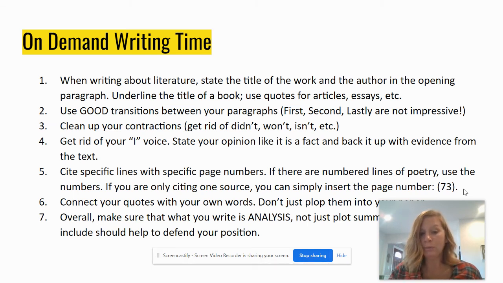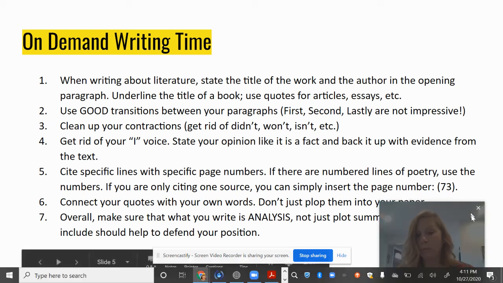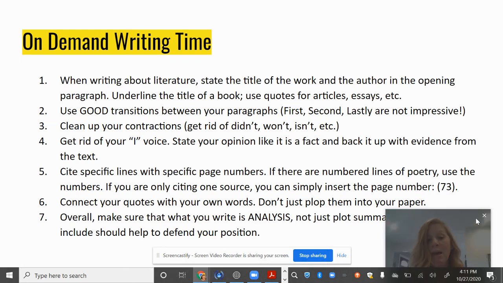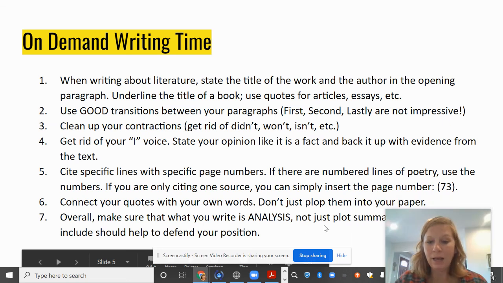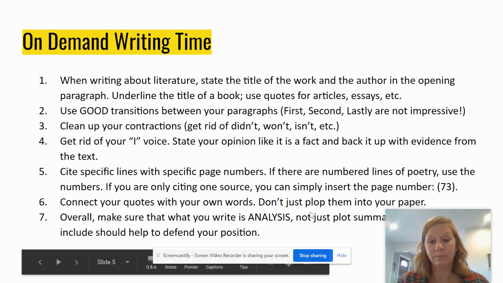Then connect your quotes with your own words. Don't just plop them in and assume that your reader will know why they're there. You need to explain them. Overall, make sure that what you write is analysis, not just plot summary. And make sure that everything that you put in there is actually supporting your position.